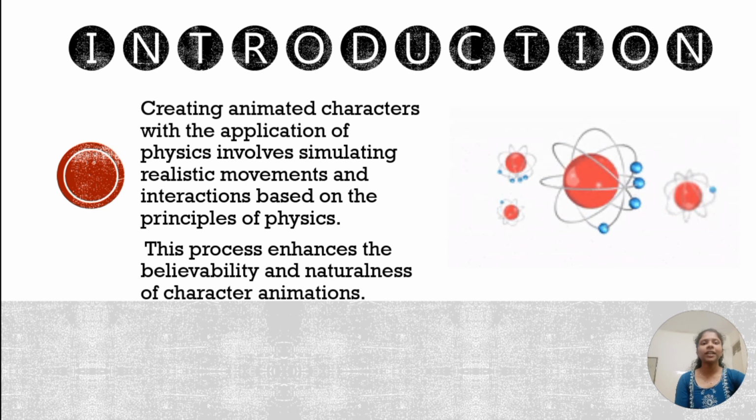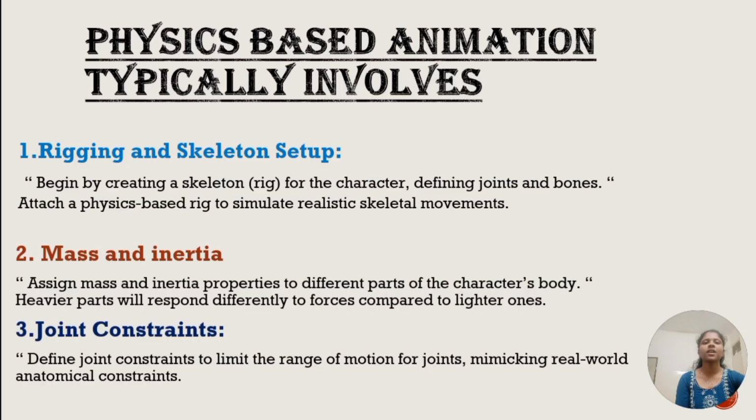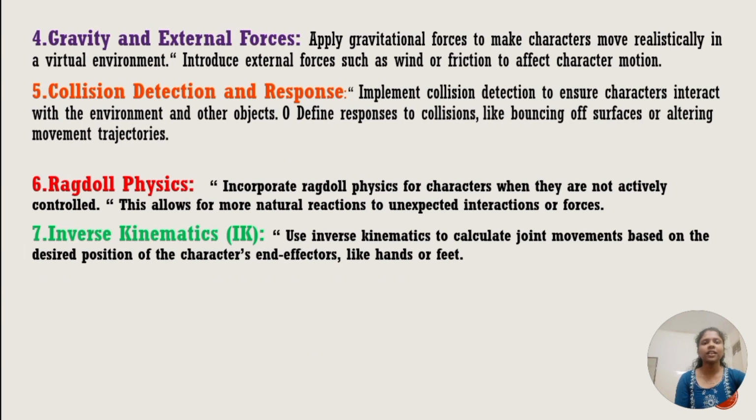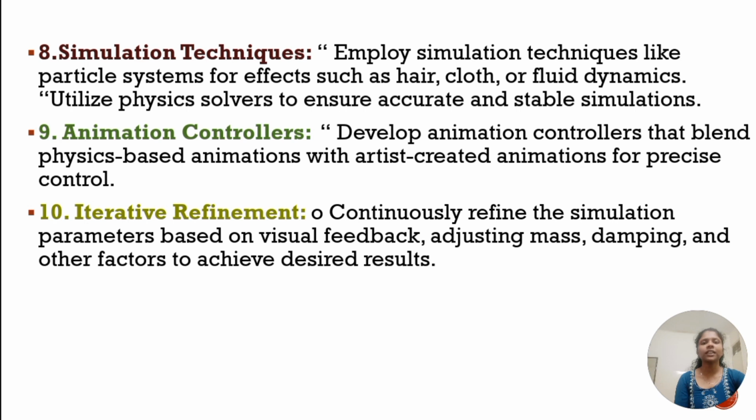Introduction. Creating animated characters with the application of physics involves simulating realistic movements and interactions based on the principles of physics. This process enhances the believability and naturalness of character animations. Physics based animation typically involves rigging and skeleton setup, mass and inertia, joint constraints, gravity and external forces, collision detection and response, ragdoll physics, inverse kinematics, simulation techniques, animation controllers, and iterative refinement.